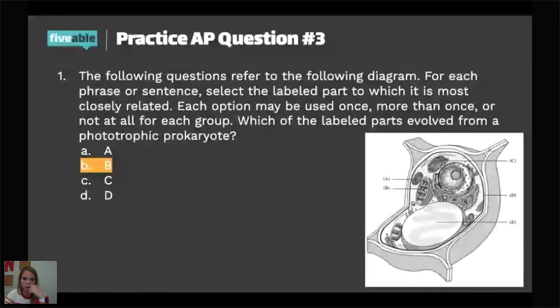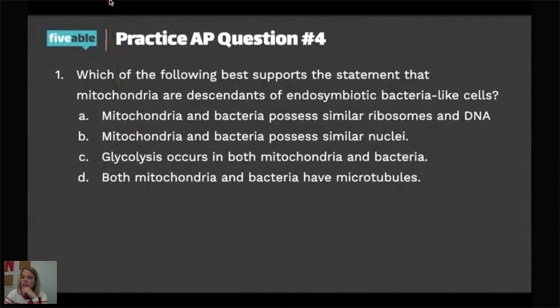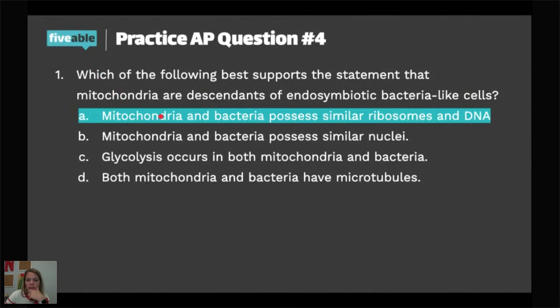Very good. Okay, I'm going to go ahead and move on. Last one. Which of the following best supports the statement that mitochondria are descendants of endosymbiotic bacteria-like cells? I see A, I see A. Similar ribosomes and DNA. They're going to have that prokaryotic stuff. A. Do they have nuclei? No. There's no nuclei in a prokaryotic organism. And the microtubules and glycolysis, that's irrelevant to this. So the answer is going to be A.